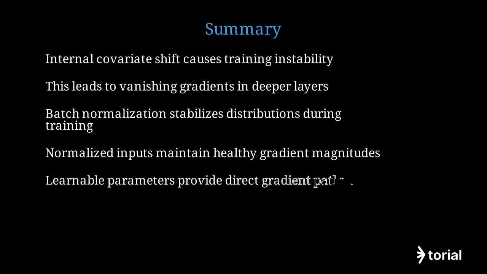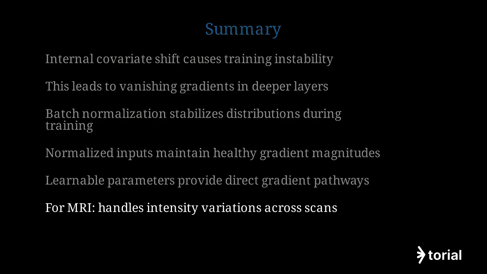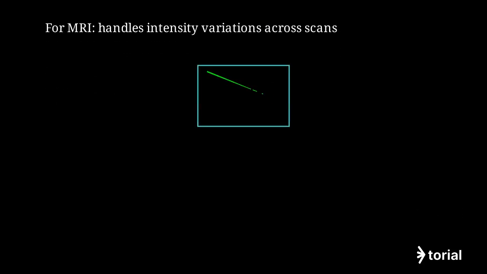The learnable scale and shift parameters provide direct gradient pathways, preventing vanishing gradients. For MRI processing specifically, this handles the natural intensity variations across different patients and scanning protocols. The result is stable, efficient training with consistent gradient flow, enabling successful training of very deep convolutional networks on medical imaging data.